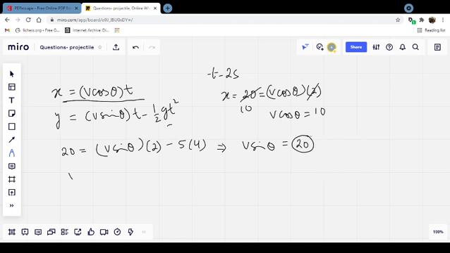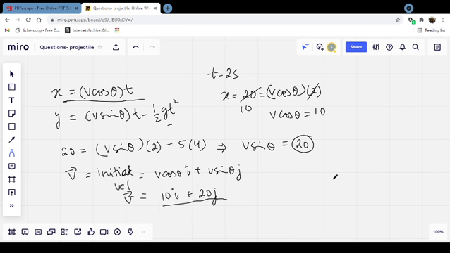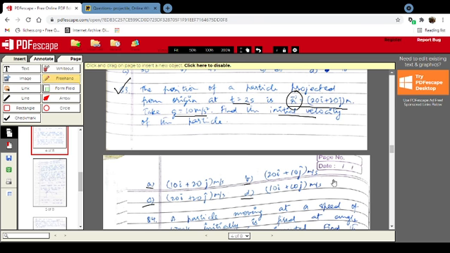So we know that the initial velocity of a projectile is equal to v cos theta plus v sin theta. V cos theta is 10i, v sin theta is 20j. So this is the complete velocity of the body. So it is the first option.